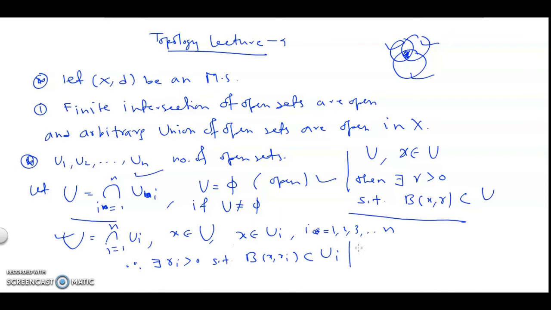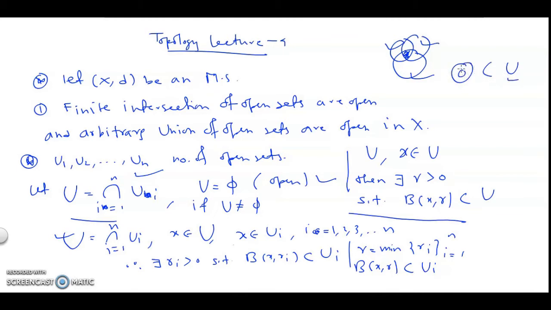And now we will take one common r as the minimum of all ri's, i equal to 1 to n. Just think about this: we have taken all ri, and from all ri we are taking the smallest r, the smallest radius. Hence B(x, r) will definitely be contained in all Ui. Can you imagine? Because we are taking r smaller. Suppose any bigger circle is present in U, now obviously the smaller circle is also inside U.